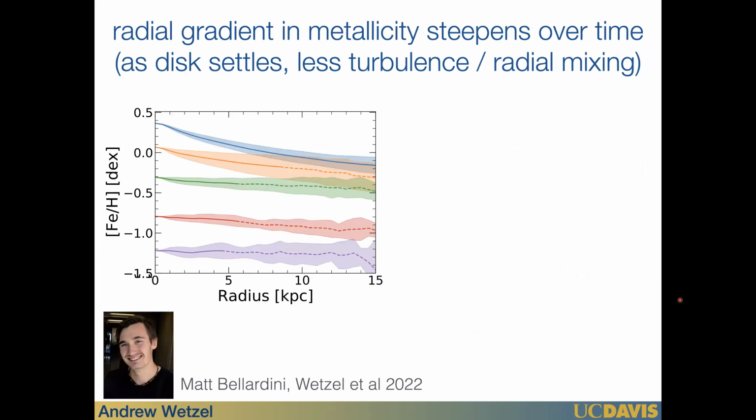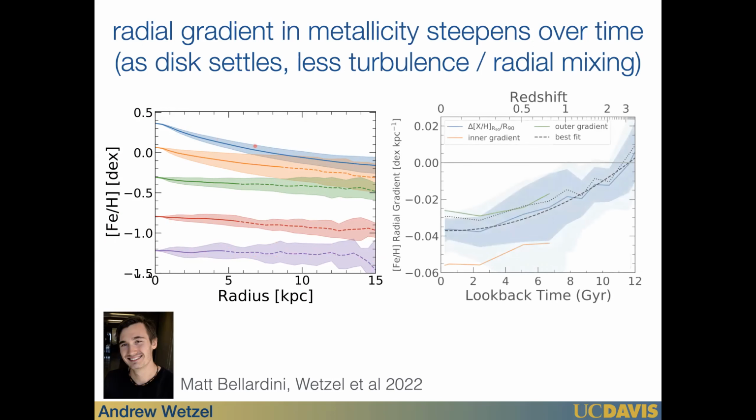So this shows, I realize I missed the redshift label, but this is the iron abundance versus radius. At high redshift, it's basically flat. And then at redshift 0, you see a relatively strong radial gradient. And so this quantifies it on the right. This is the strength of the radial gradient, so the change in abundance index per kpc as you go from the inner to the outer part of the disk. Don't worry about the different lines here.